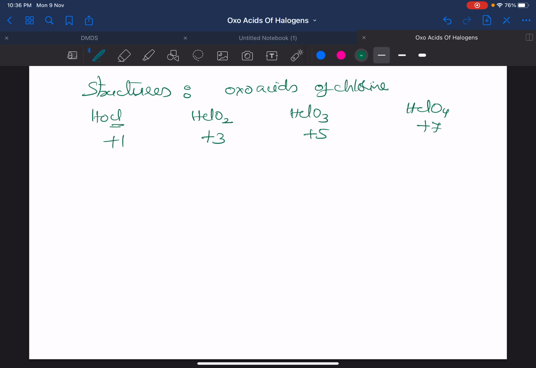And next one is, what is the hybridization involved? In all of these oxo acids of chlorine there is only one type of hybridization, that is sp3. All are sp3 hybridized orbitals. So sp3 hybridization means one s orbital and 3 p orbitals are mixed together to give 4 sp3 hybrid orbitals.